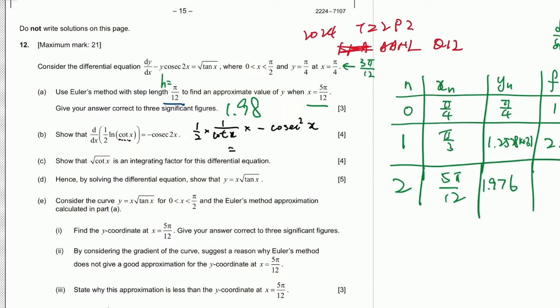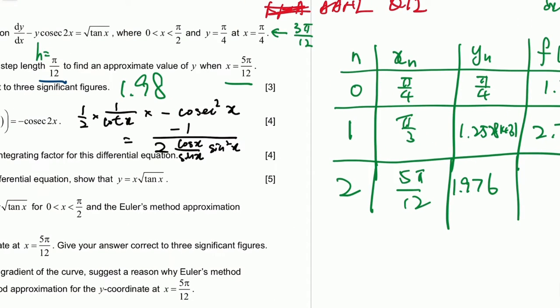So it's negative one over 2. Cotangent is cos over sine. Cosecant is 1 over sine squared. So the cos x and the sine squared cancel out, so you have 2 cosine x sine x. Obviously that's the double angle formula for sine, so that's sine 2x. So that's negative cosecant 2x. Okay, nice and easy.